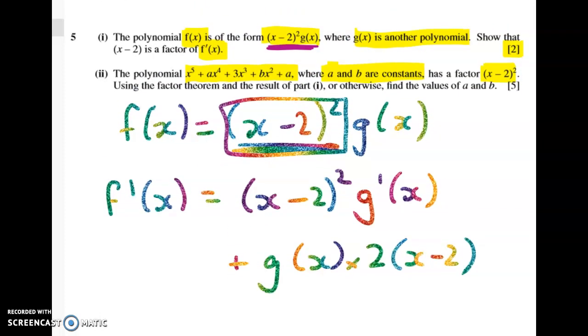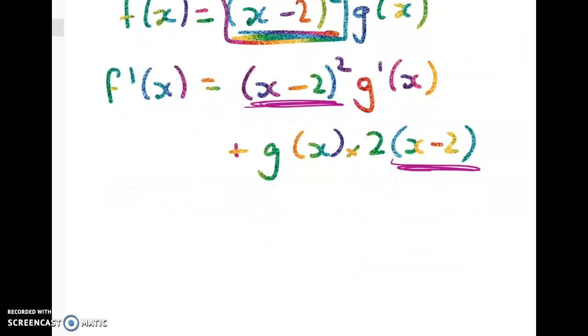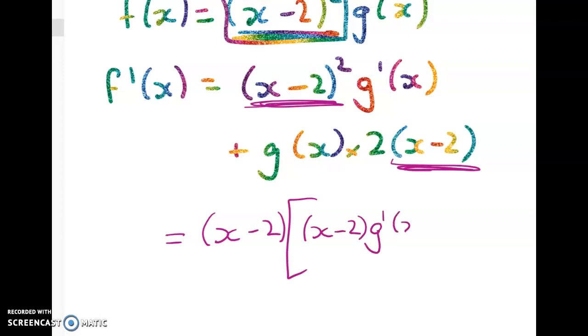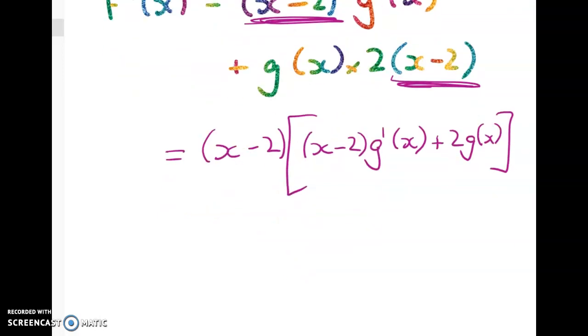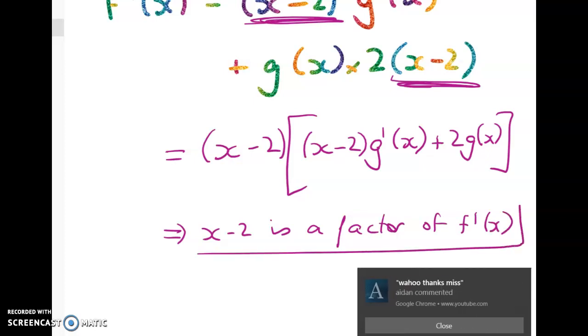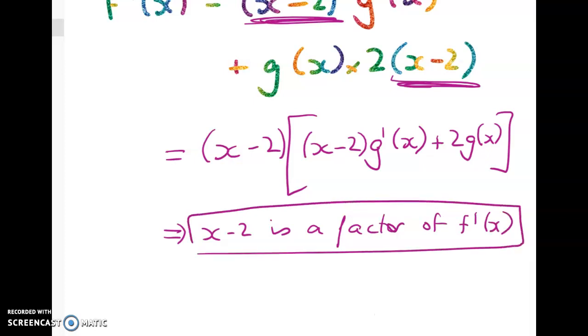Now we have to show that x minus 2 is a factor, and you can see it sitting in here. You've got x minus 2 squared here in the first term, and you've got x minus 2 in the second. So we're going to factorise it and get this. So we get x minus 2 into this: x minus 2 g dash of x plus 2 g of x. Okay, so that means that we can say that x minus 2 is a factor of f dash of x. Right, so that's the first bit done.